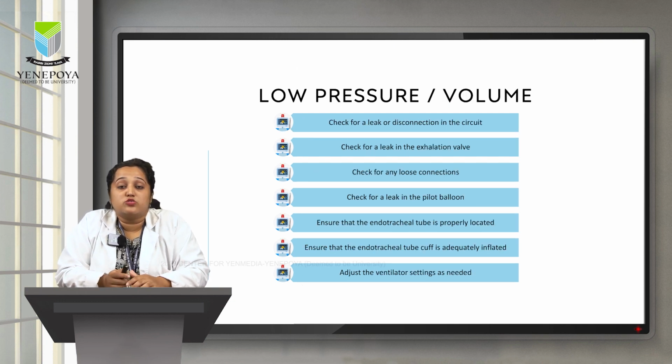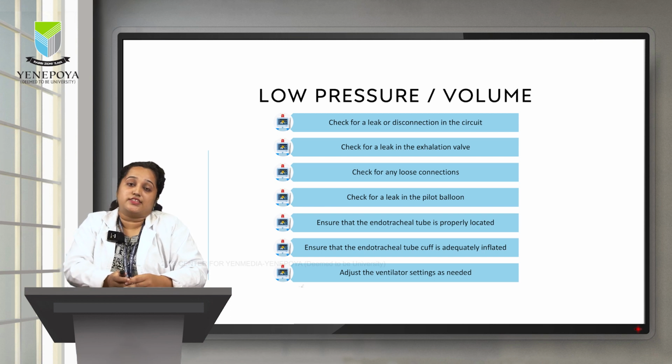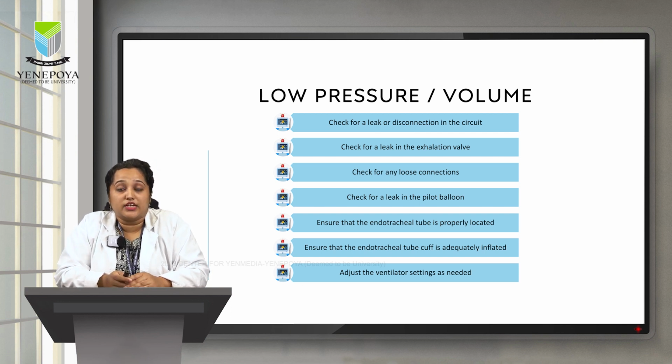Then there is something known as low pressure, low volume alarms. Low pressure and low volume alarms are very commonly seen with disconnection, or maybe there is some leak in the circuit. So what needs to be done in such cases is you have to check for a leak or disconnection in the circuit, or check for a leak in the exhalation valve.